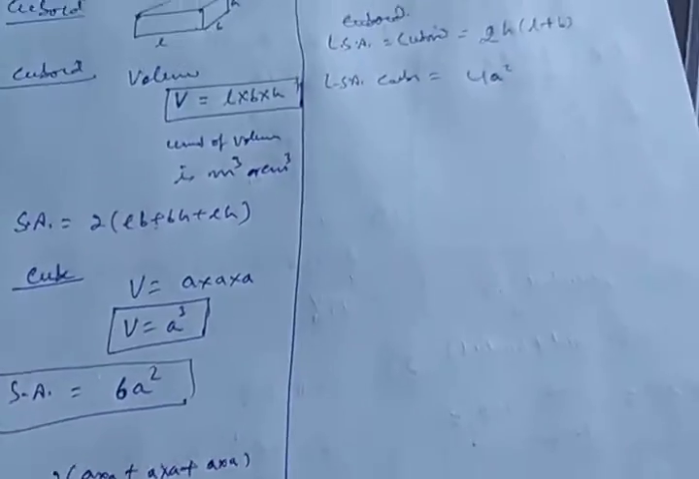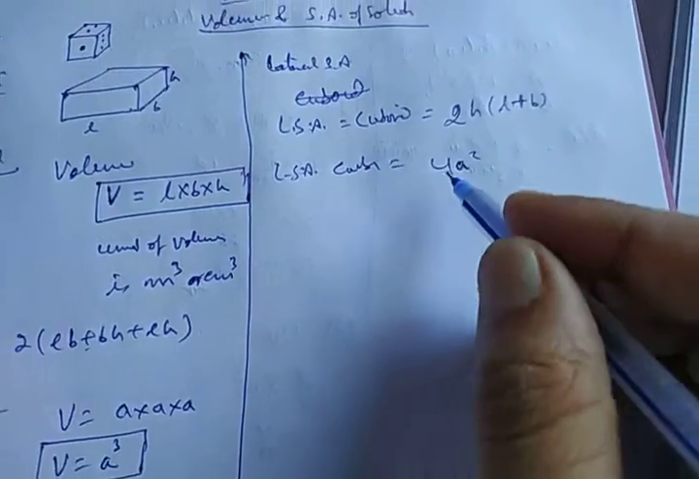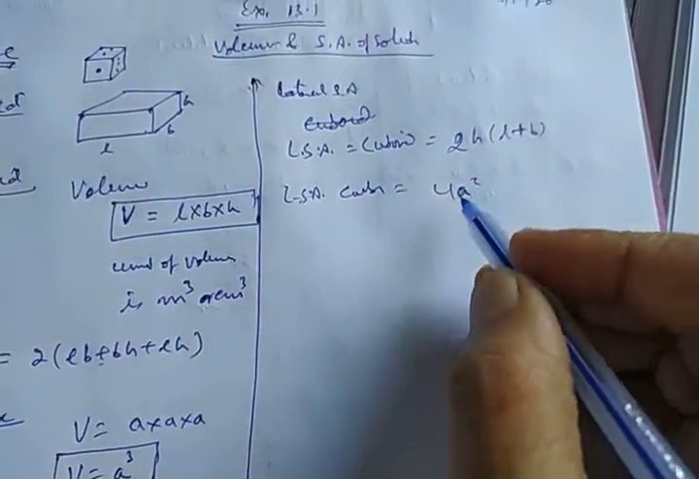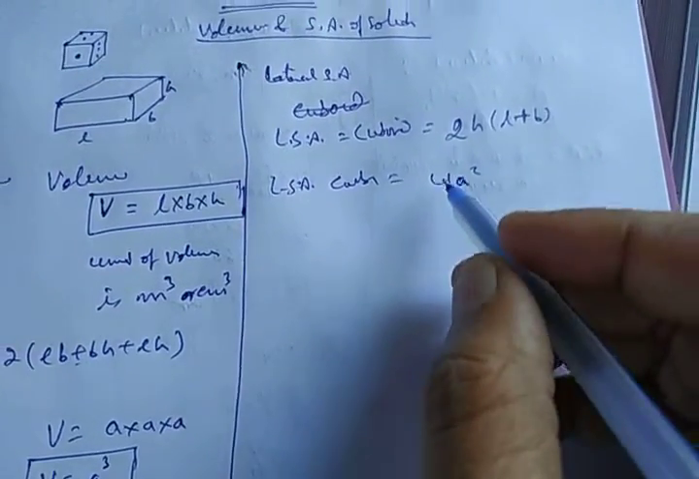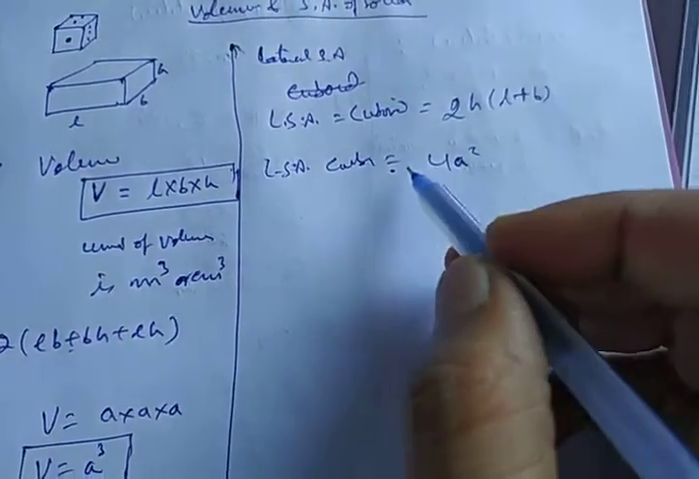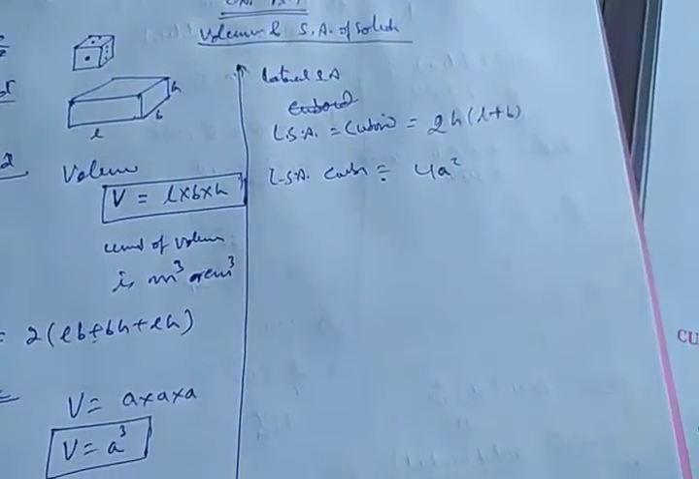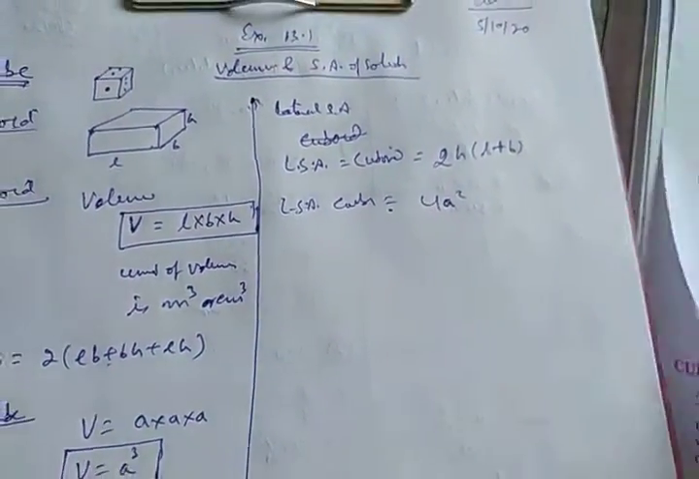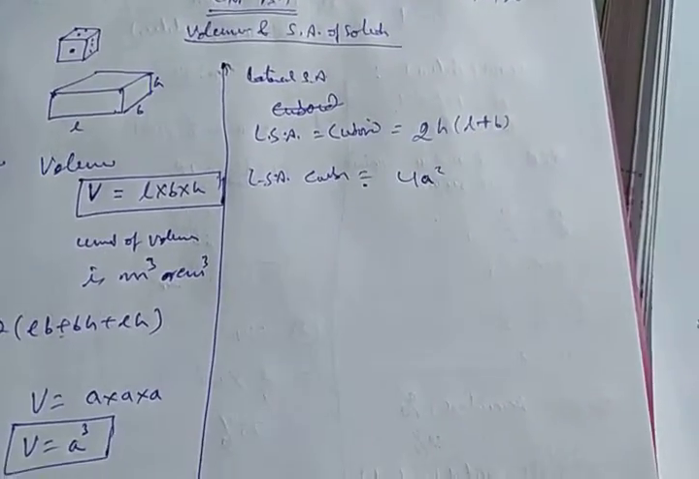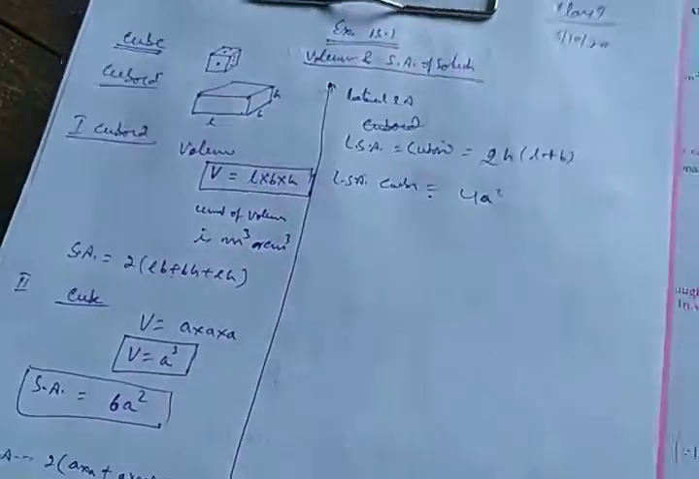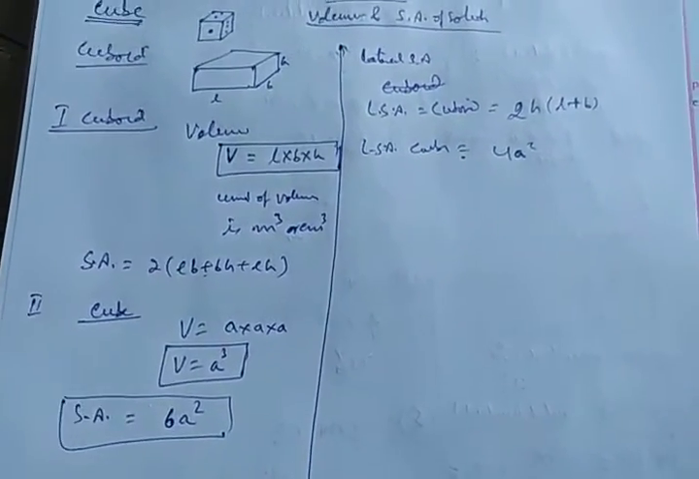When you are not taking the two surfaces of the base and the top, those two surfaces are reduced. Understand this. And LSA of cube is actually 4a square. On these formulas we will have to solve exercise 13.1. I will take some questions from the exercise and you will have to understand this later on.